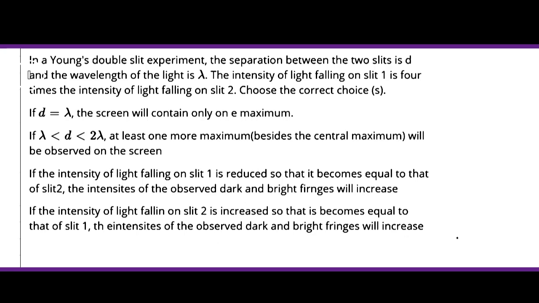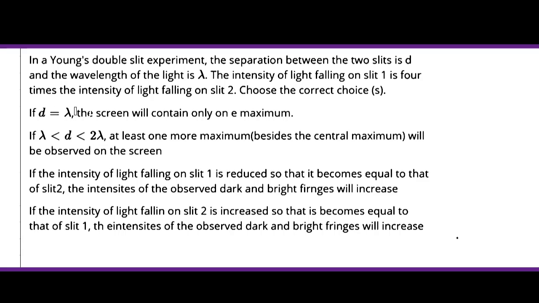Hello everyone, the question is: in a Young's double slit experiment, the separation between the two slits is d and the wavelength of the light is lambda. The intensity of the light falling on the first slit is 4 times the intensity of the light falling on the second slit.